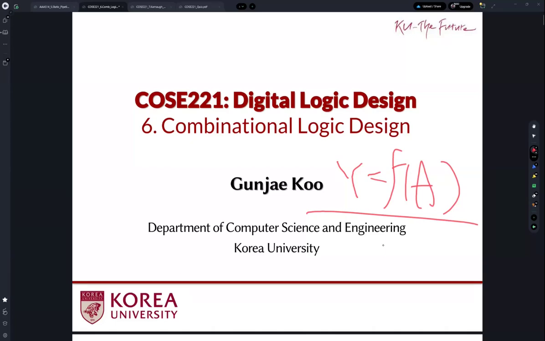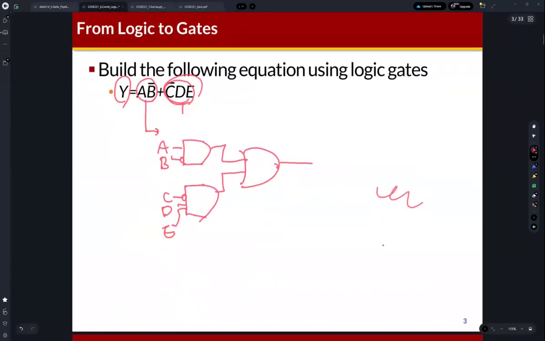I also mentioned that we need to optimize Boolean equations using the axioms and theorems. So we can reduce the terms in the Boolean equations. And then in the previous class we learned how to implement Boolean equations using basic logic gates.